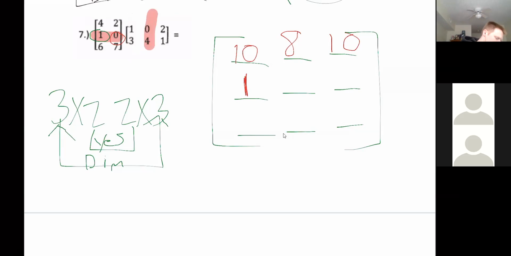So now we're going to look at our second column. So it'd be 1 times 0 plus 0 times 4. Well, that's just going to be 0. We move to our last column for this row. So it'd be 1 times 2 plus 0 times 1. Sorry, I'm misspeaking, but that would just be 2.